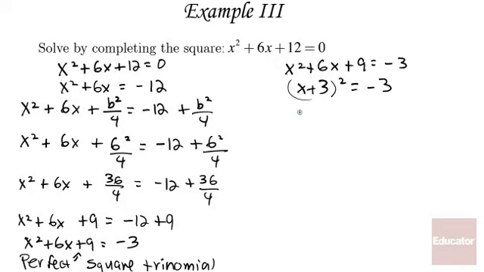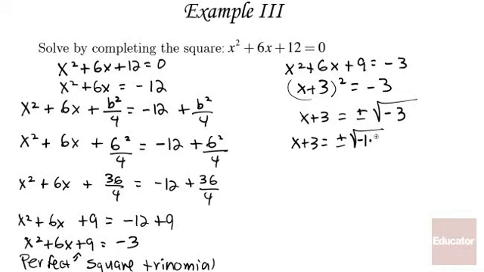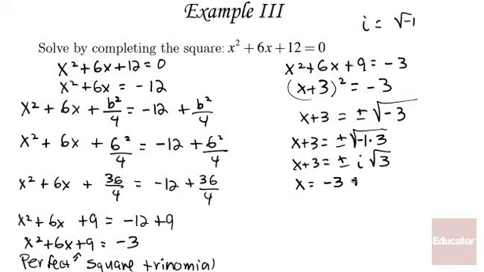In order to solve this, I'm going to take the square root of both sides. So x plus 3 equals plus or minus the square root of negative 3. From previous lessons, I know that I can change this to negative 1 times square root of 3. And recall that the square root of negative 1 is i. So this is i radical 3. So this gives me x equals negative 3 plus or minus i radical 3.